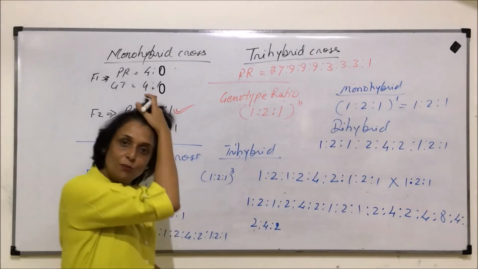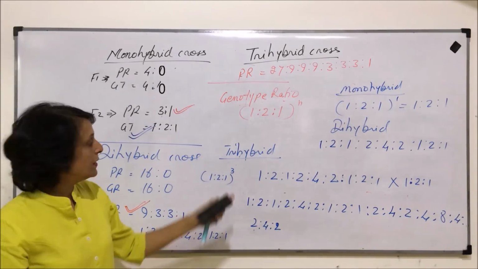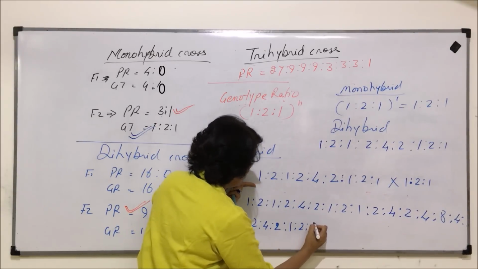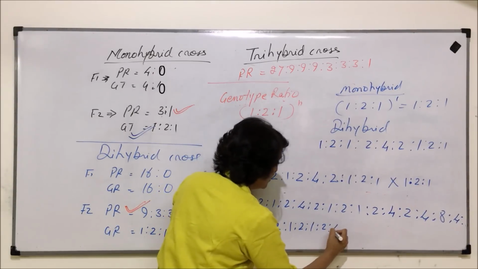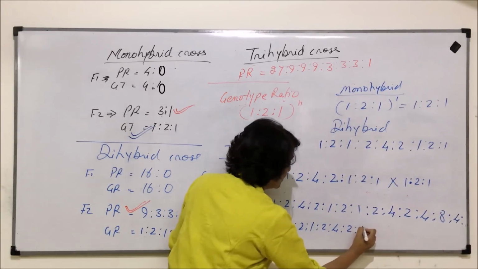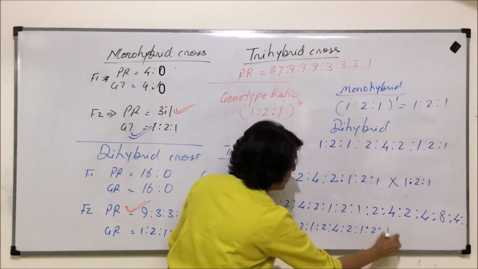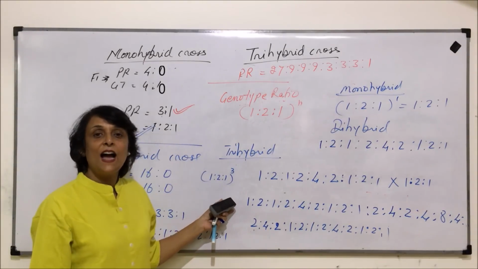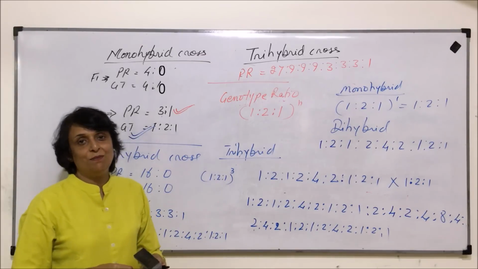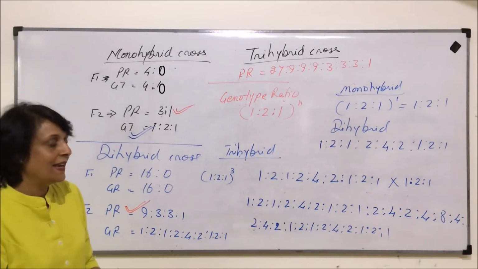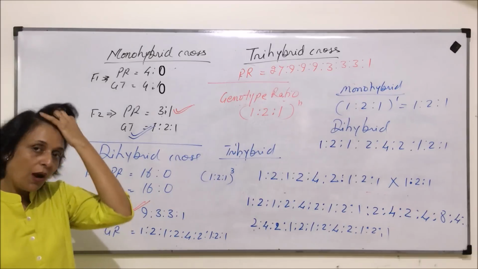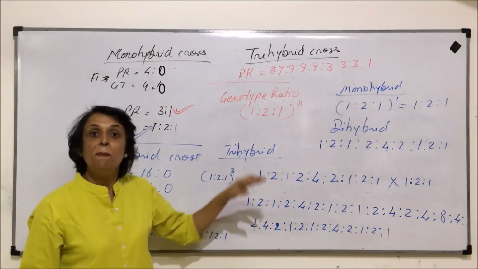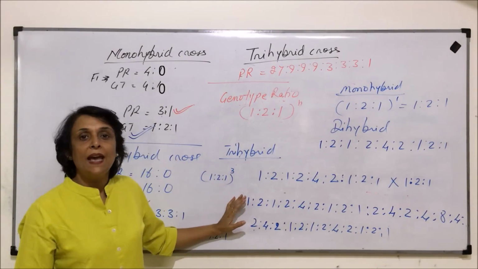And then we have to multiply all these numbers with 1. So here it is going to remain the same. 1 is to 2 is to 1 is to 2 is to 4 is to 2 is to 1 is to 2 is to 1. This is going to be our trihybrid genotype ratio. Now that is why, as I said, we can plot the Punnett square, but to find out such a ratio manually, there can be errors.